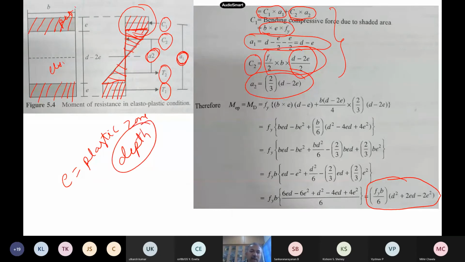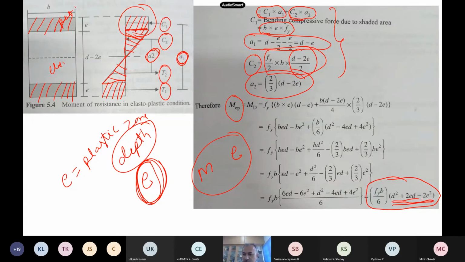So this is my bending capacity in terms of my plastic zone depth. Here, of course, D is the total depth of the beam and other things are there. So E is a parameter actually. Now if you see how this bending capacity depends on the depth of the plastic zone, how are they related, M and E? What's the relationship between M and the depth of the plastic zone? How are they linked? Is it a linear relationship, or how are they related?